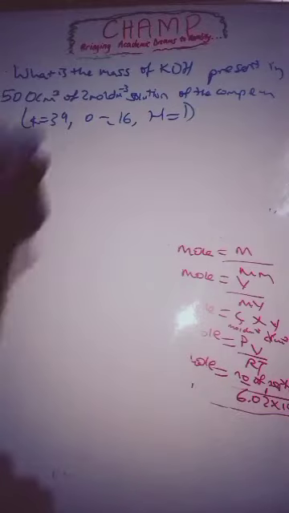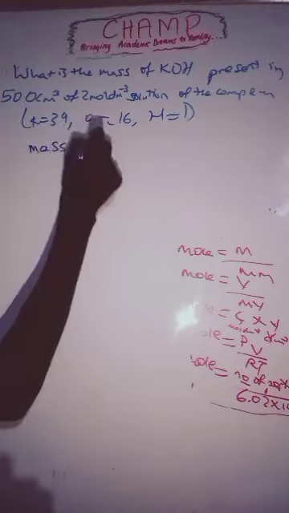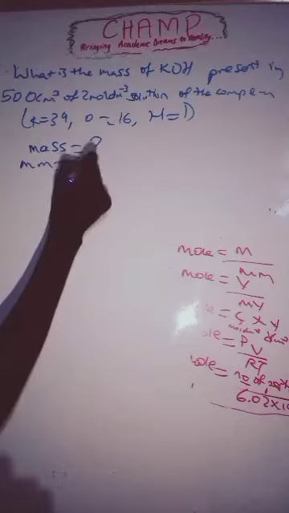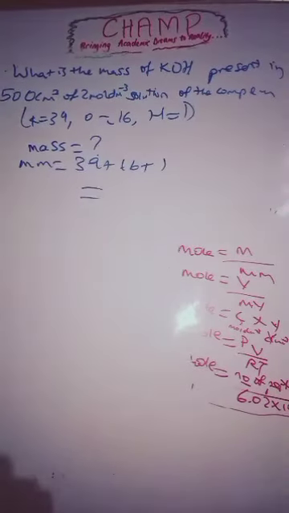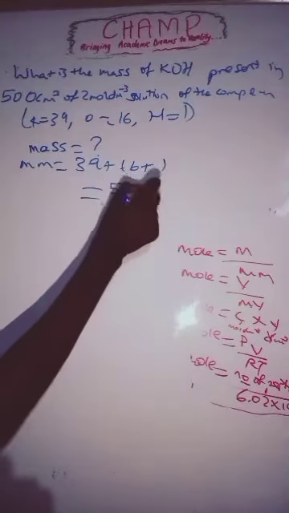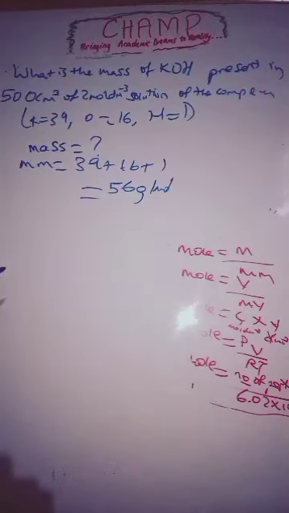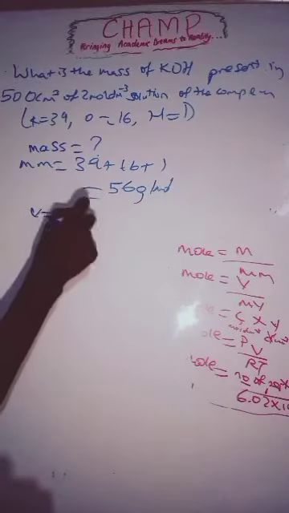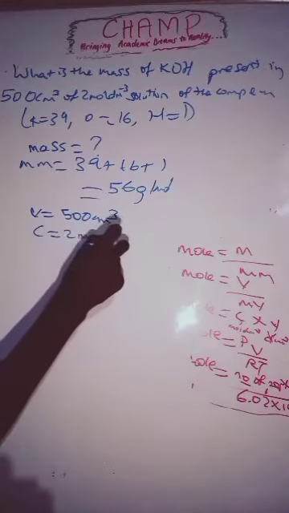So we have our mass to be KOH. We are looking for the mass of KOH. Yes, what's the molar mass? Let's start from there. KOH, K is what? 39, O is what? 16, H is what? 1. 39 plus 16 plus 1, that's 56 gram per mole. Then you have present in 500 cm cube of 2 mole per dm cube solution. So you know that 500 cm cube is your volume. Then concentration is 2 mole per dm cube.